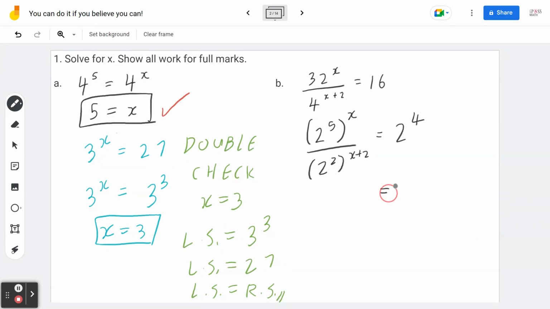Now, if you think about the second step, I can copy the right-hand side, 2 to the power of 4. On the left-hand side, there's a power to a power. So 2 to the power of 5 to the power of x means you multiply the exponents, 2 to the power of 5x. If you look at the denominator, here's the mistake that some students may make.